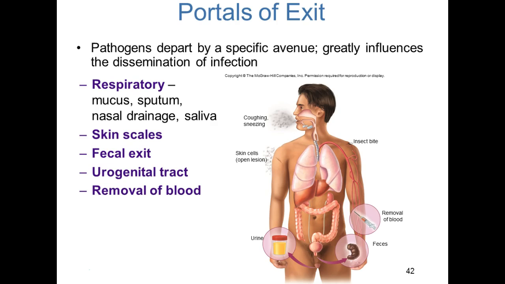You can also shed skin. Microorganisms can exit through the feces. Microorganisms can exit through the urogenital tract, through the urine, or through vaginal fluids or semen, and also removal of blood. So blood is a portal of exit as well.